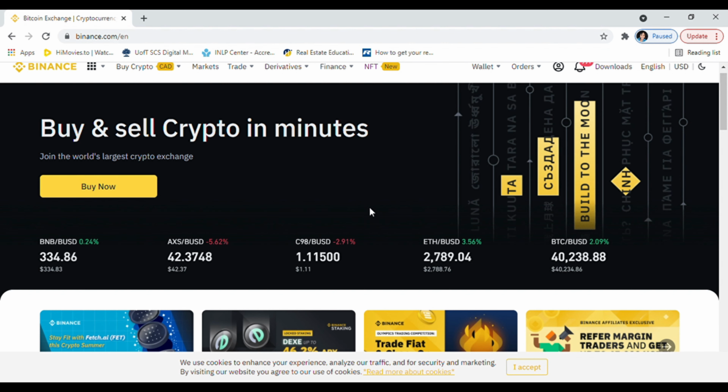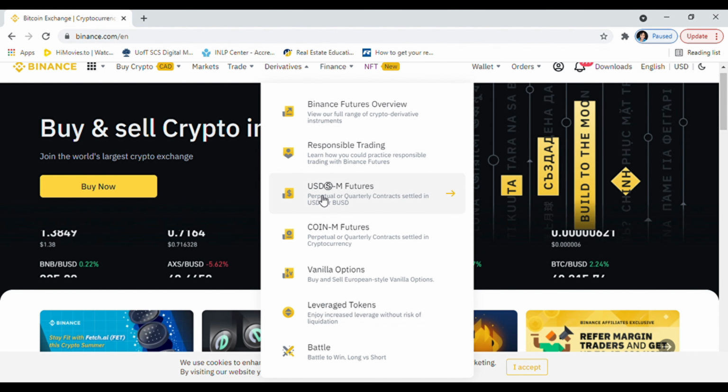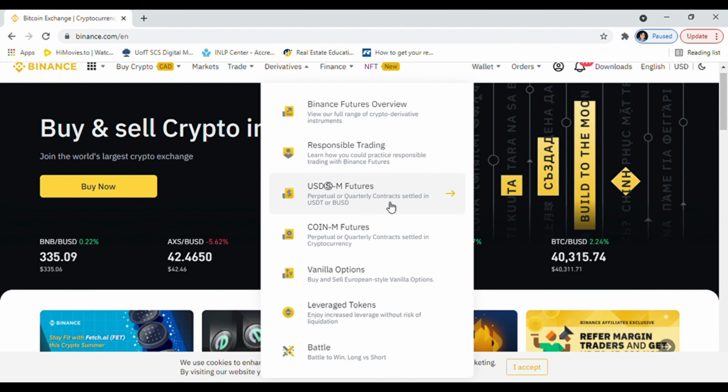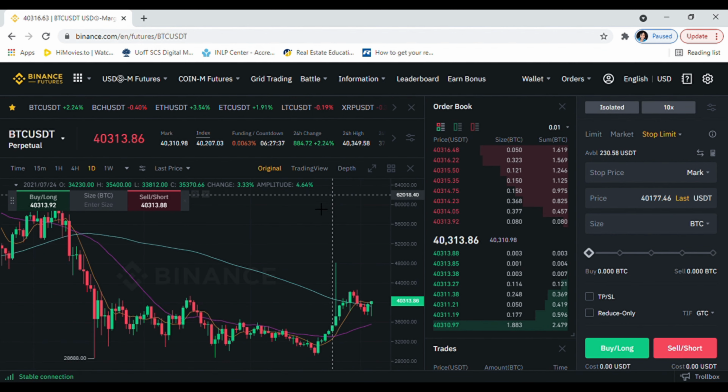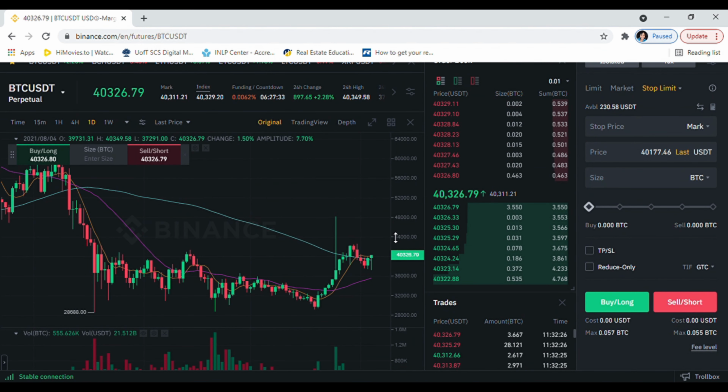Okay, so once you get to this page, you want to go to the top where it says Derivatives. Hover over that, and then slide to where it says USDT-M Futures. Click on that, and now this is where you can trade. This is basically the marketplace.